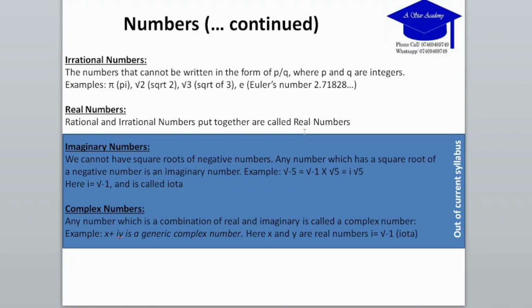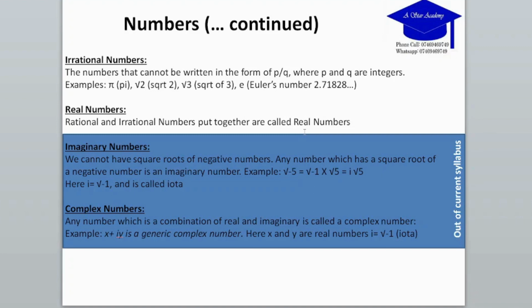Okay. Now, what are the real numbers? Real numbers are nothing but the combination of rational and irrational numbers. When they are put together, they form a bigger group called real numbers. Now I'm just adding two more here, though they are not directly relevant to your syllabus right now. Because we say everything falls in the category of real numbers.